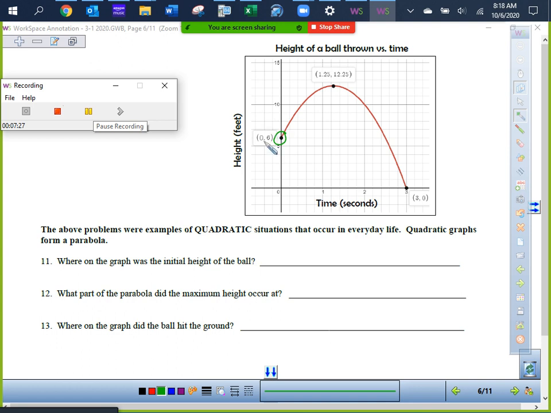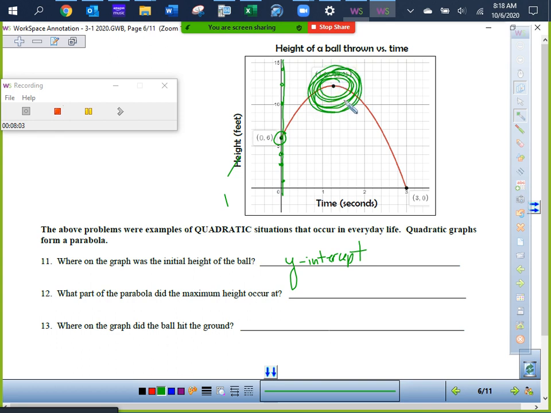Ashley, you were the next person on the wheel when I accidentally spun it. What is the name of this point? Not just 6. Because the graph starts on the y-axis, that is the y-intercept. The y-intercept. And then I'll go back to you, Ashley. What part of the parabola did the maximum height occur at? It happened right here. What's that thing called? That's the vertex.